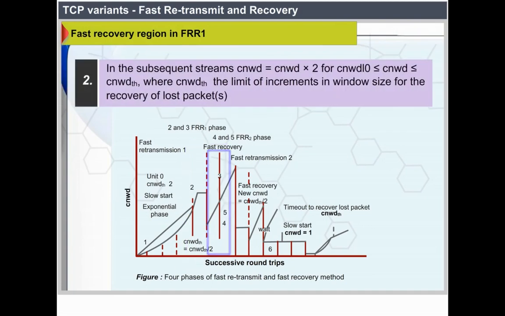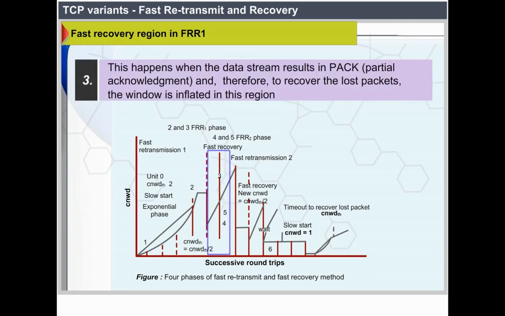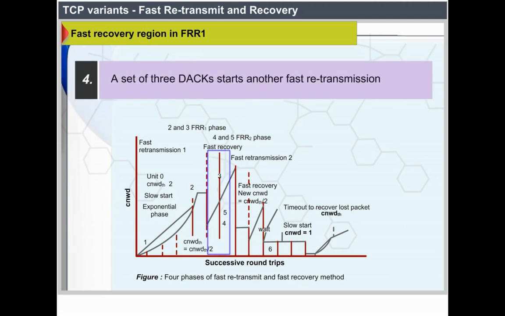Region 3. In the subsequent streams, CNWD is equal to CNWD into 2 for CNWD L0 less than or equal to CNWD less than or equal to CNWDTH, where CNWDTH is the limit of increments in window size for the recovery of lost packets. This happens when the data stream results in PACK, partial acknowledgement, and therefore to recover the lost packets, the window is inflated in this region. A set of 3 DACKs starts another fast retransmission.